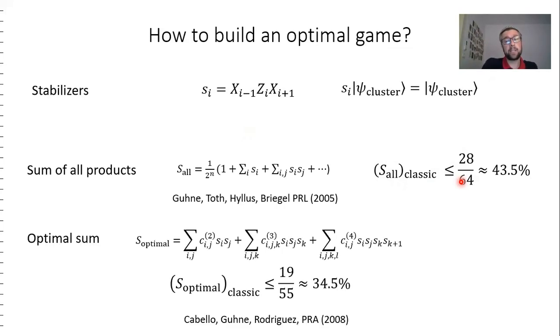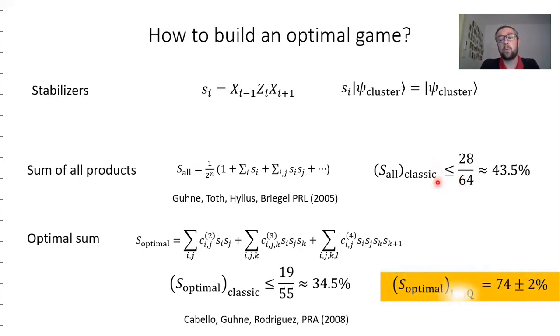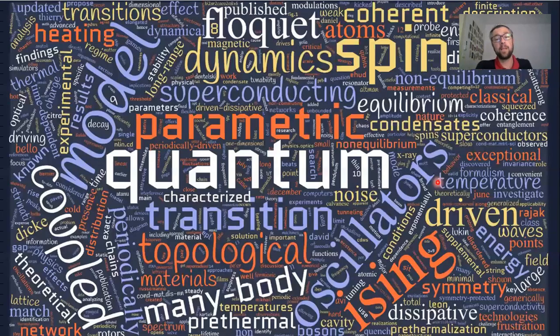In fact, researchers, and in particular Cabello, Gu, and Rodriguez in a PRA in 2008, have asked whether this particular combination of stabilizers is the best possible available one. And they found a combination that gives an even lower threshold. And that's the one that we have realized in our quantum computer, in particular using the IonQ quantum computer, for which a threshold of 78% was obtained, which is much higher than the quantum threshold. Thank you for listening.